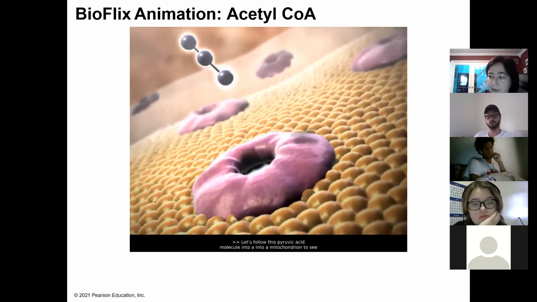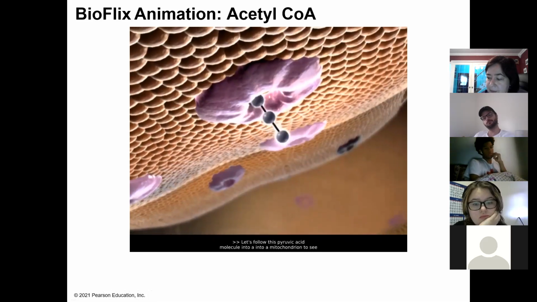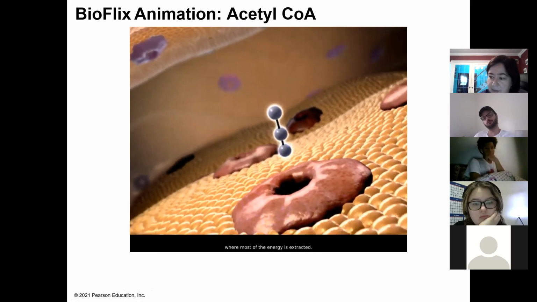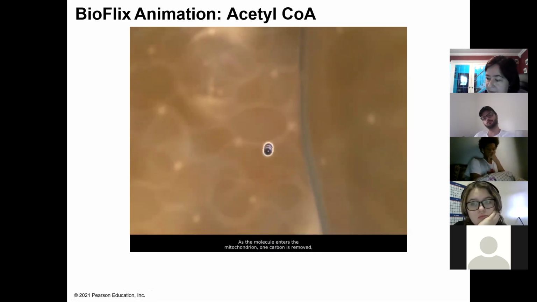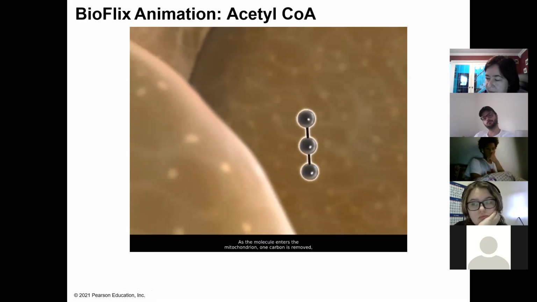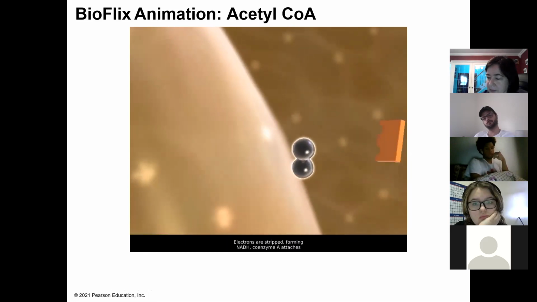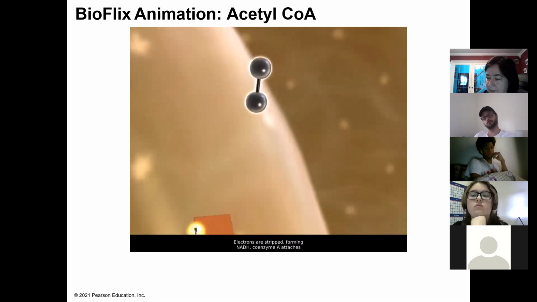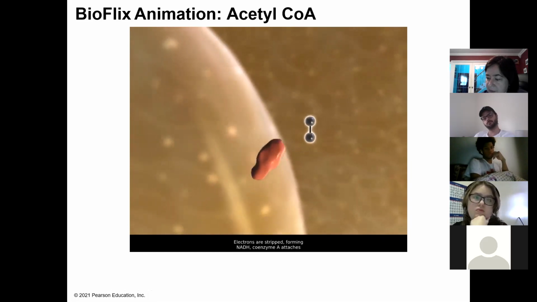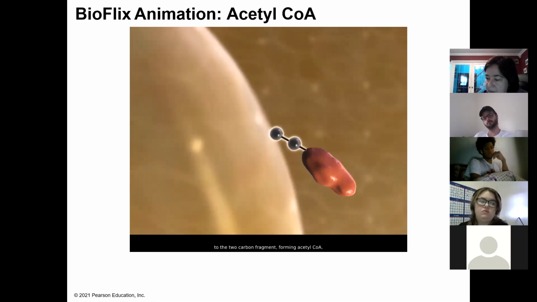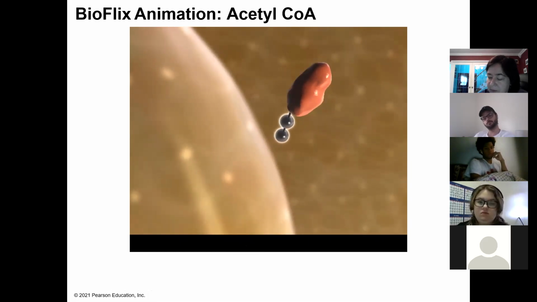Let's follow this pyruvic acid molecule into a mitochondrion to see where most of the energy is extracted. As the molecule enters the mitochondrion, one carbon is removed, forming carbon dioxide as a byproduct. Electrons are stripped, forming NADH. Coenzyme A attaches to the two-carbon fragment, forming acetyl-CoA.